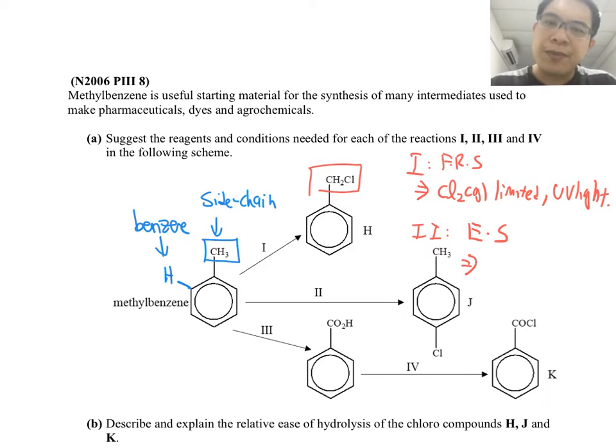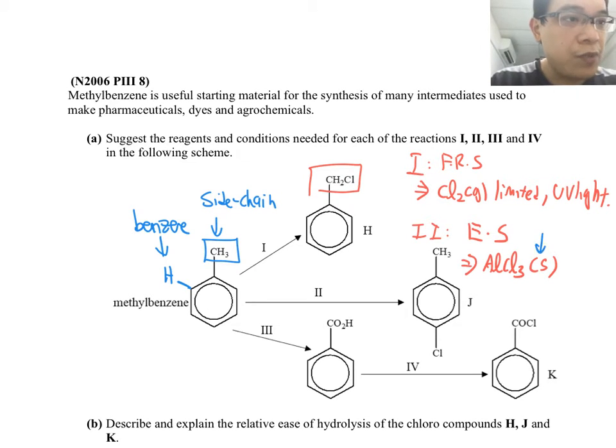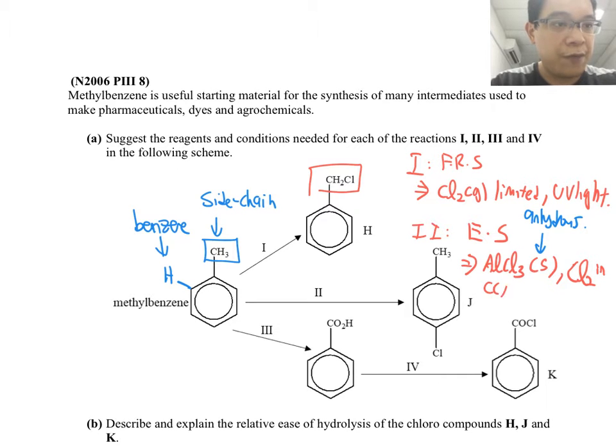For electrophilic substitution, normally you need a catalyst for the reaction to take place, because the reaction doesn't take place that easily. So I'll be using AlCl3 solid as the catalyst. It's very important to stress solid, or you can at least write the word anhydrous. It must be dry, very important. Then you need a reagent, because a catalyst with no reagent cannot work. So you use Cl2 in CCl4 at room temperature and pressure.